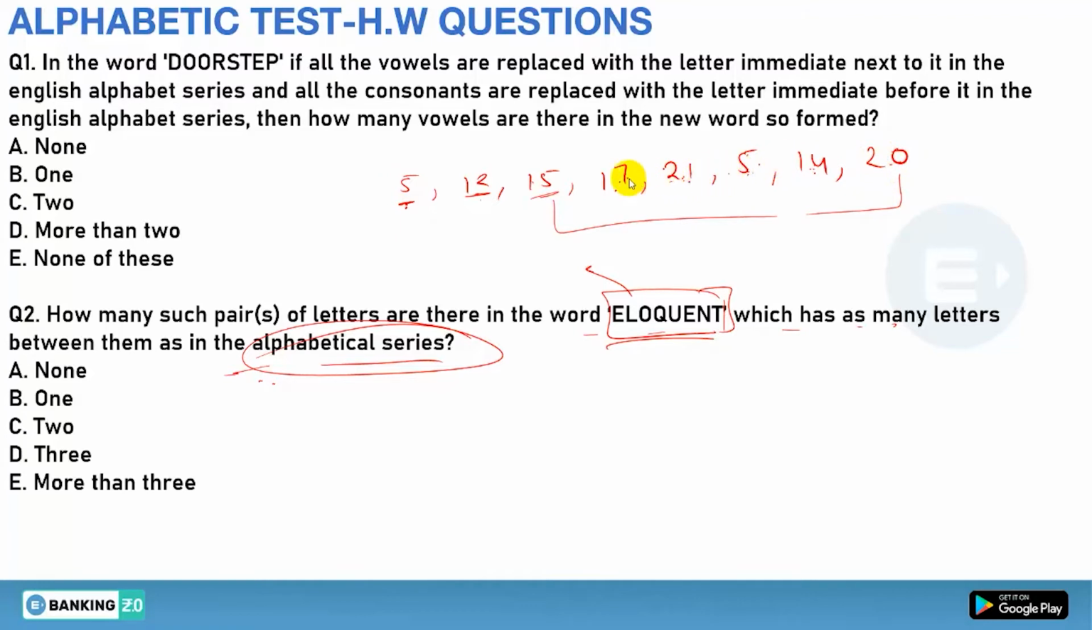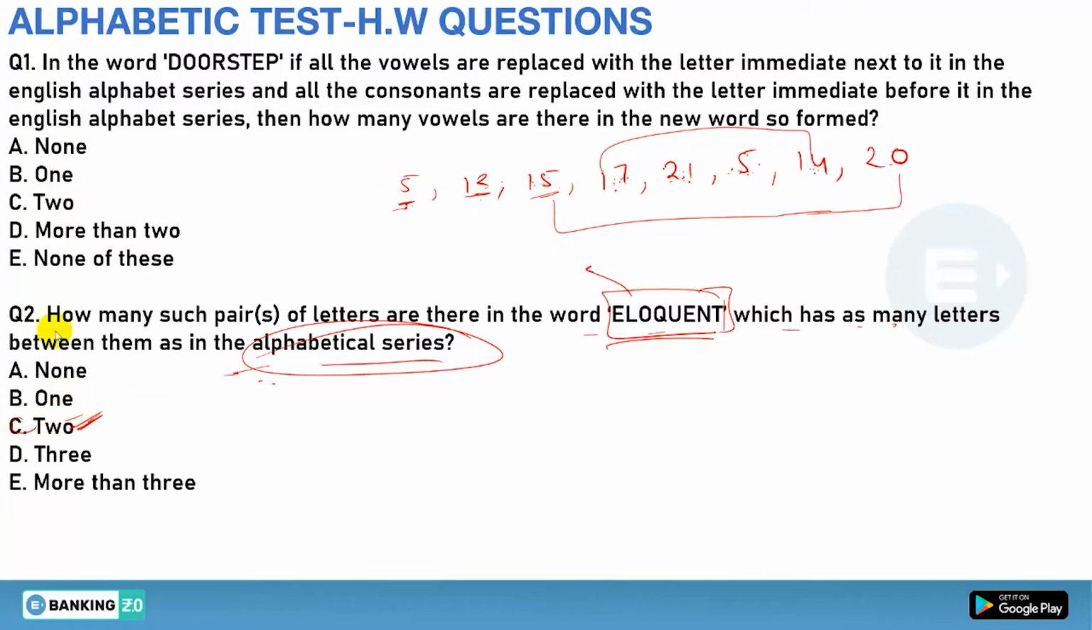21, 22, 23, 24, 25, 26 and 1, not forming a pair. 14, 15, 16, 17. So this will form a pair. 17, 18, 19, 20, not forming a pair. 5, 6, 7, 8, 9, 10, not forming a pair. 21, 22, not forming a pair. 17, 18, 19, not forming a pair. 15, 16, 17, 12. Okay, so not forming a pair. So there are only 2 pairs. So the answer will be option C, that is 2.